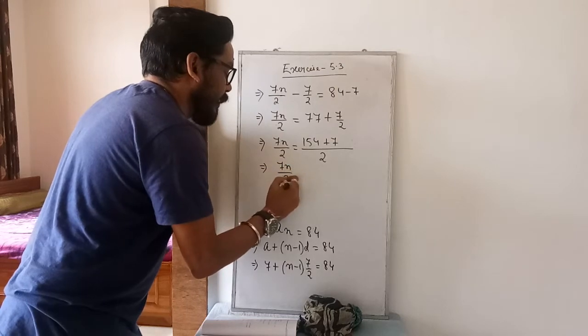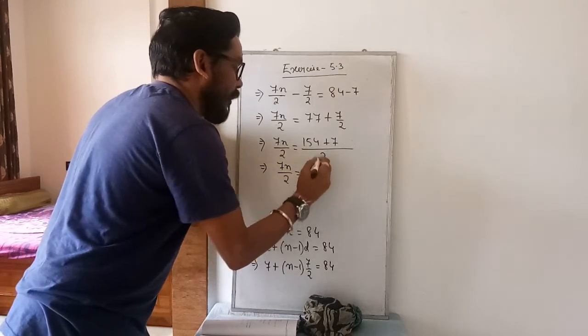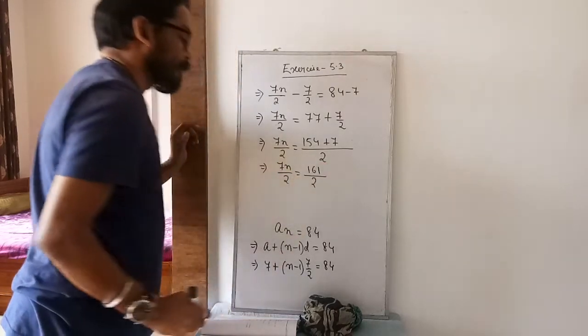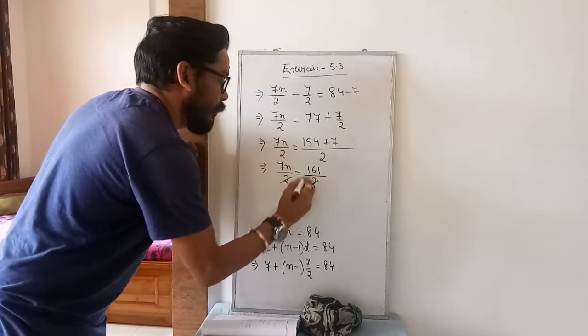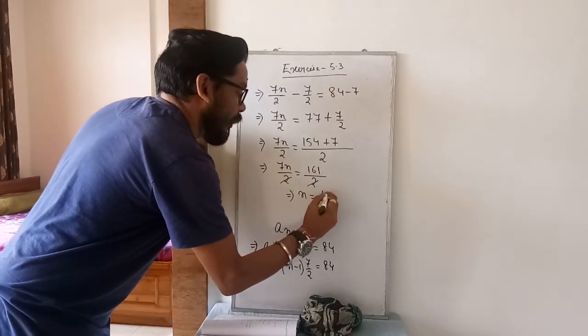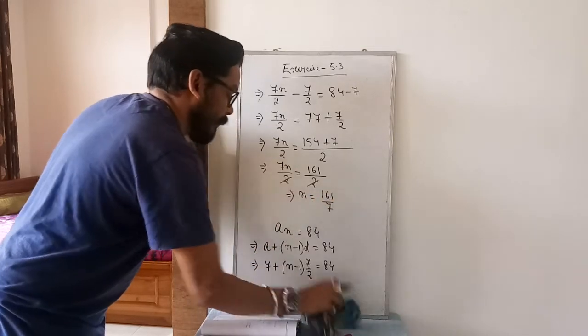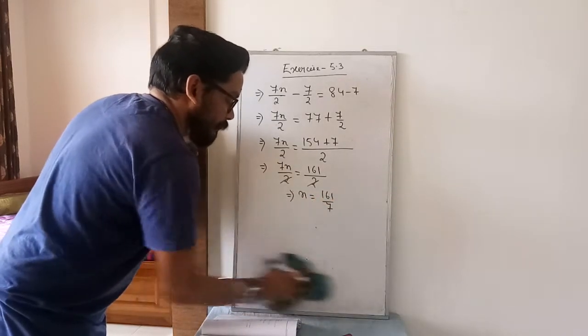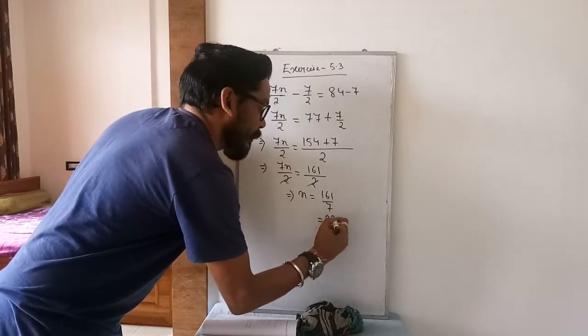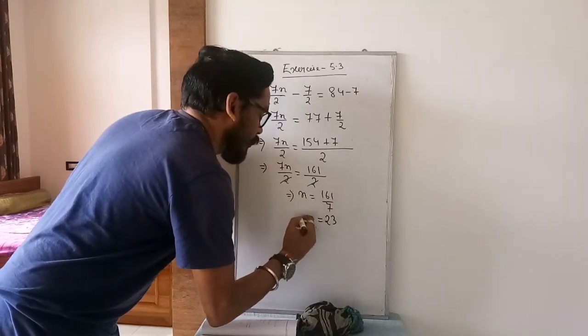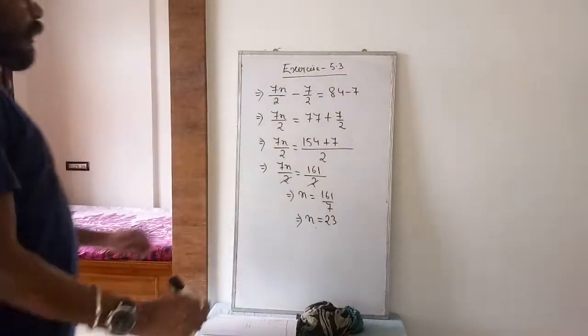Okay, 7n by 2. So it is 2 7s are 14, plus 7 is 161. This 2 I have cancelled. So it is 7n equal to 161. N equal to 161 by 7. I'll rub this part. If you cancel it, 7 2s are 14, 7 3s are 21. So your n is 23 here. Take the screenshot.